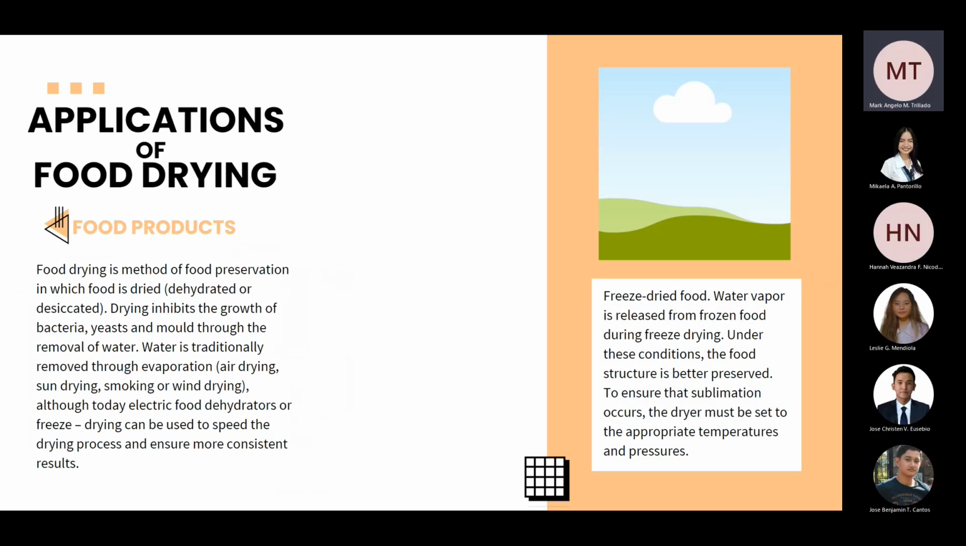And for the last part of our report are the applications of food drying. Food products. Food drying is a method of food preservation in which food is dried or dehydrated or desiccated. Drying inhibits the growth of bacteria, yeasts, and mold through the removal of water. Water is traditionally removed through evaporation, air drying, sun drying, smoking, or wind drying. Although today, electric food dehydrators or freeze drying can be used to speed the drying process and ensure more consistent results.